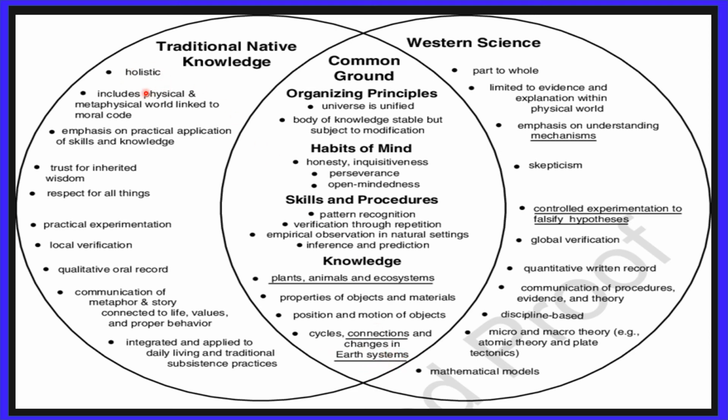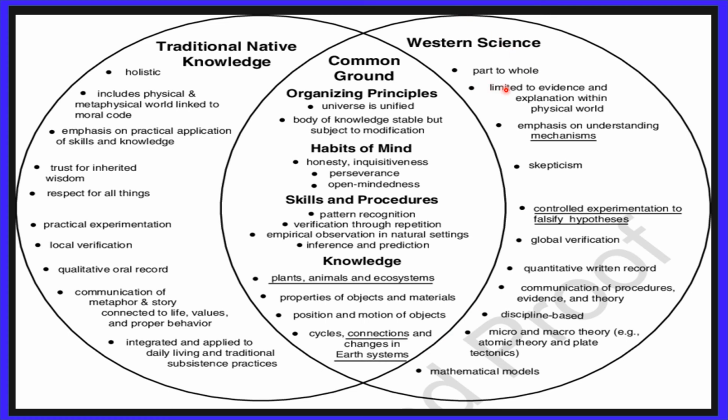Traditional knowledge is holistic, including the physical and metaphysical world, linked to a moral code. It emphasizes practical application of skills and knowledge, trust of inherent wisdom, respect for all things, and particularly experimentation and local verification. The fifth property is qualitative oral record and communication of matter or story connected to life values and proper behavior, integrated and applied to daily living and traditional subsistence practices.